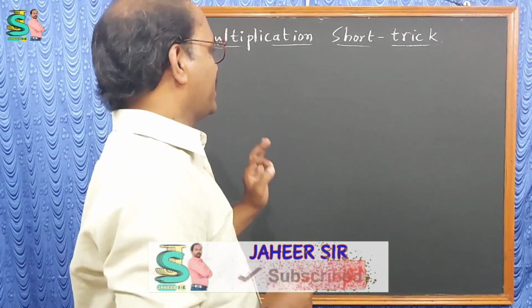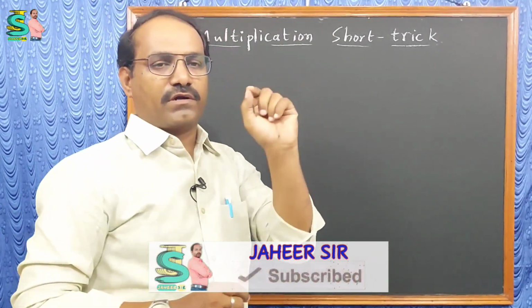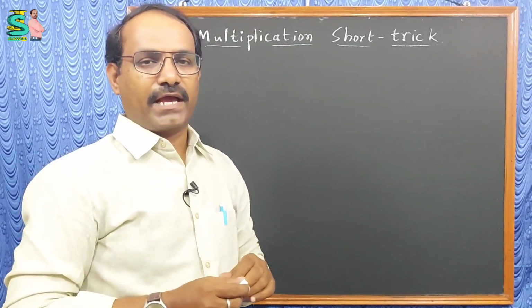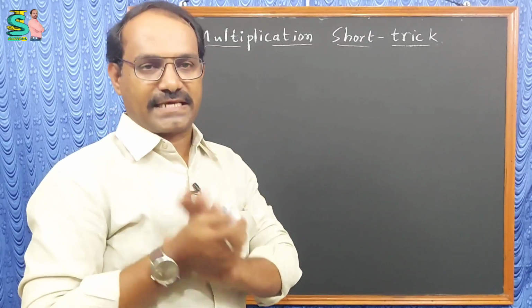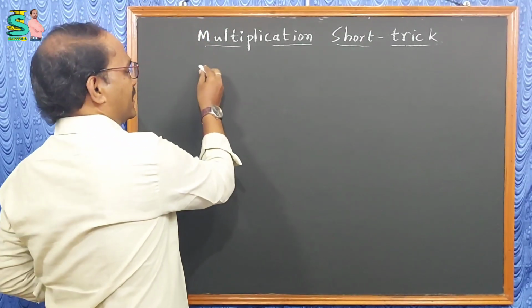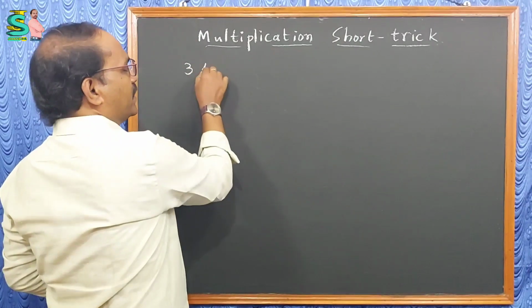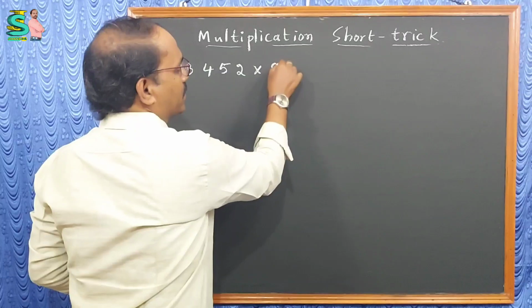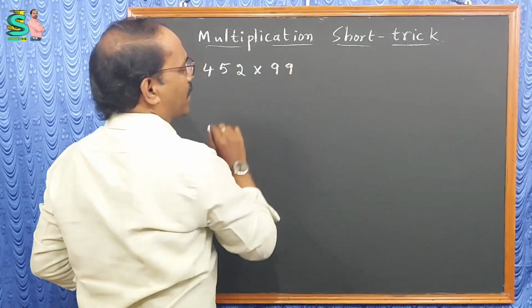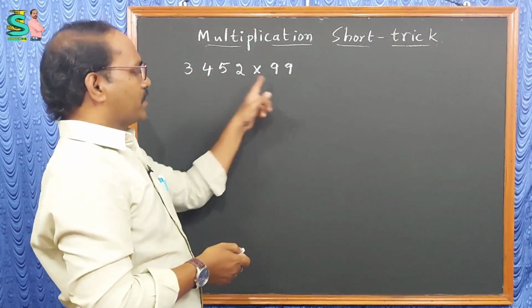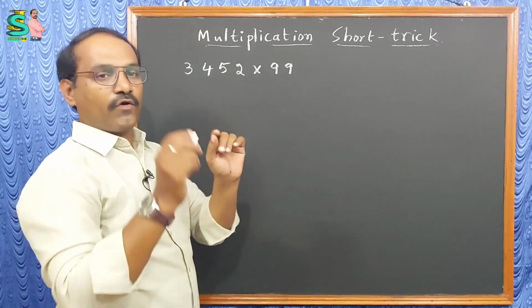Today I am going to explain a very easy shortcut for multiplication. You can do it in 10 seconds only. Okay, let us check one question I will write here: 3452 into 99. How much time will it take? Okay, one short trick.